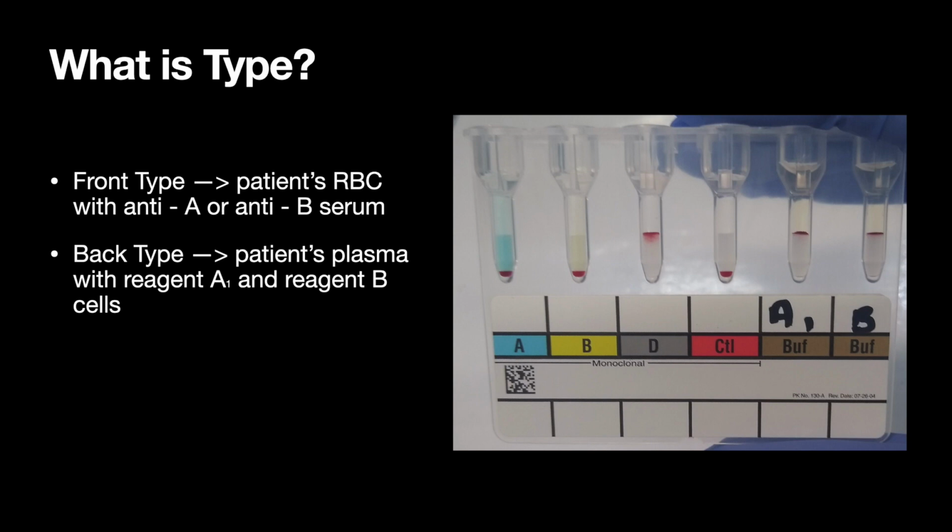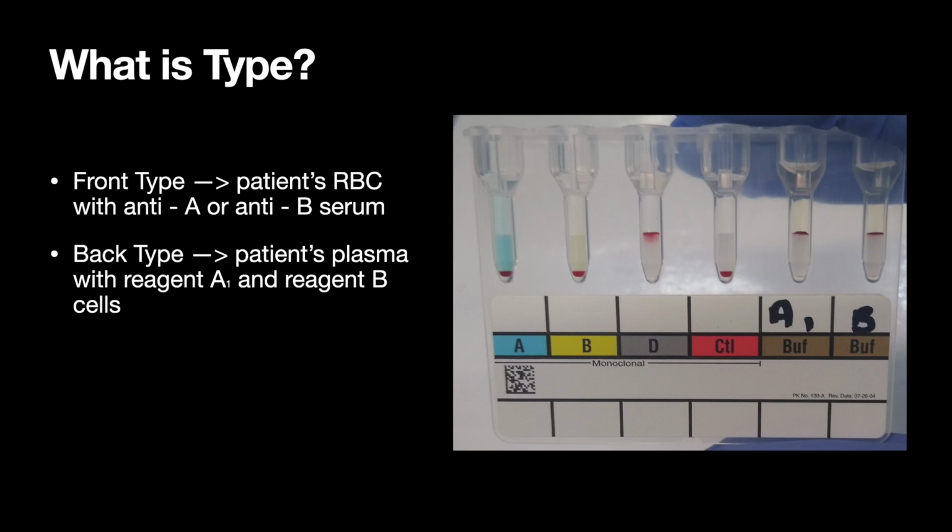For the front type, you'll see the front type includes the first three on the left as well as a control. The first three use the patient's own red blood cells, and then you add anti-A serum, anti-B serum, and anti-D serum. I talked about Rh and then I talked about D. Rh has multiple antigens and D is the one we test for during the type. If it's positive, then the red blood cells will agglutinate towards the middle of the tube.